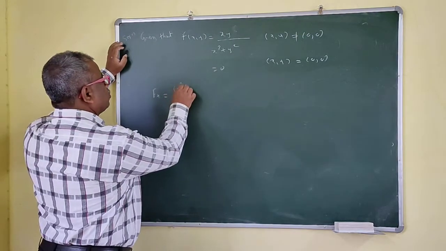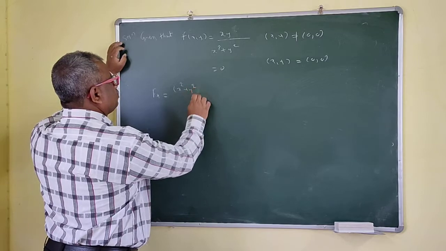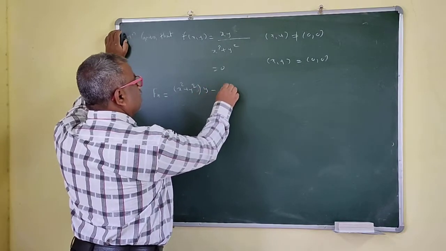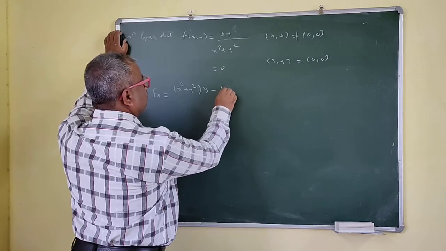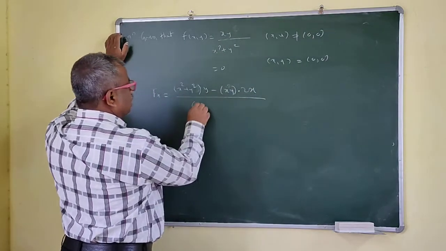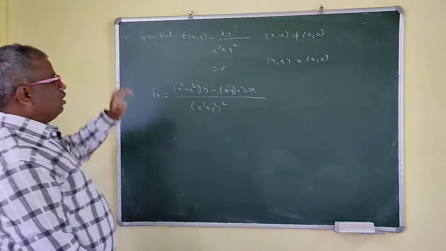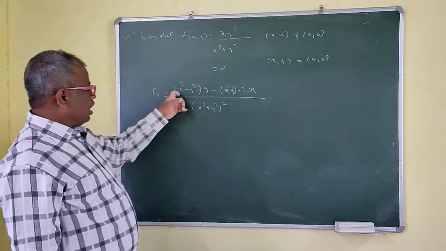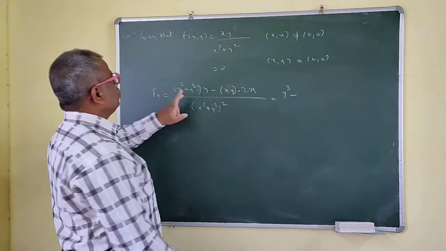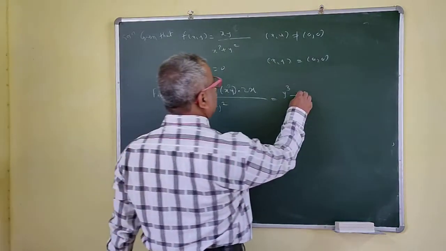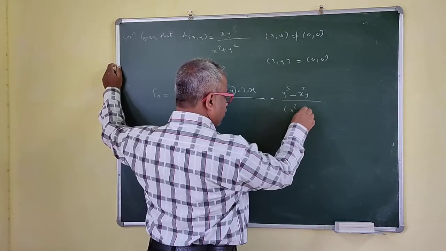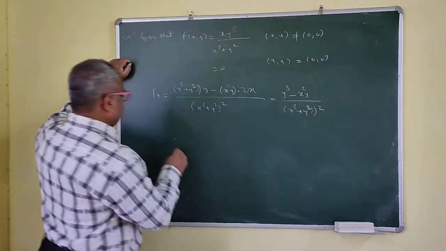We will apply the u by v rule: x square plus y square as it is, into the derivative of the numerator partially with respect to x, so this is y, minus the numerator x square plus minus xy as it is, into the derivative of the denominator partially with respect to x, that is twice x, then the square of the denominator, right? Now see the terms: this is x square y, and this is twice x square y. So this is y cube minus x square y, and twice x square y, so this is minus x square y upon x square plus y square, bracket square. This is your fx then.